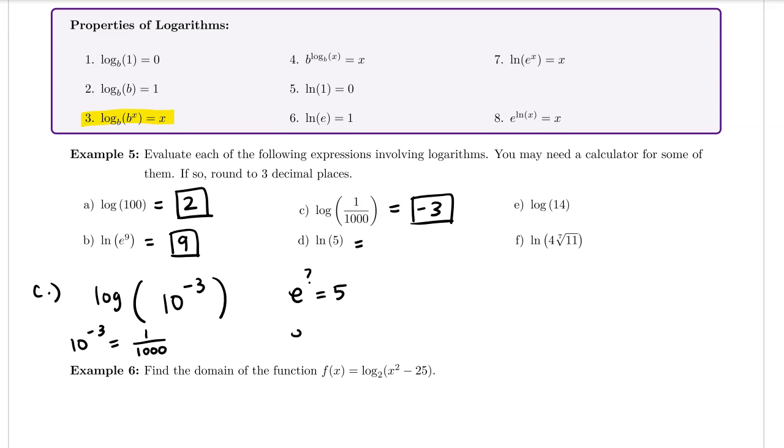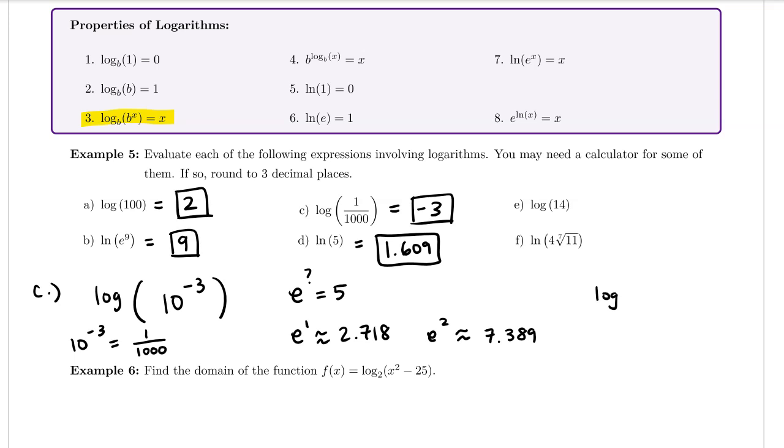I know that e to the first power is about 2.718, and I know that e to the second power is approximately 7.389. So our answer, whatever we get, is going to be something between 2.718 and 7.389. So you can just throw this into your calculator, and if you do that, you end up getting approximately 1.609.